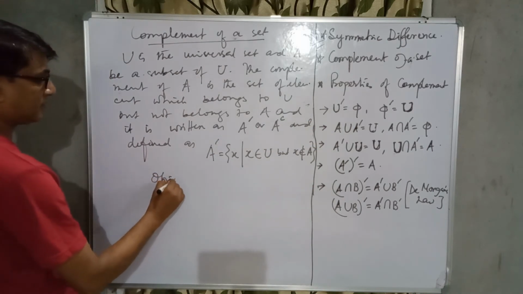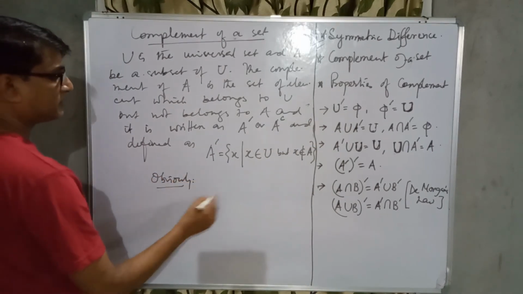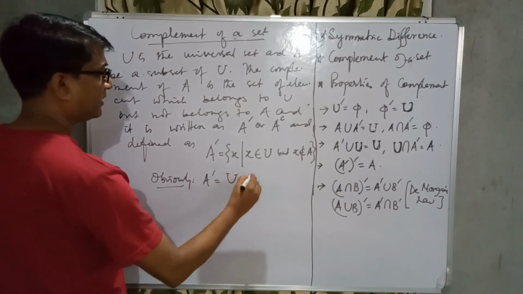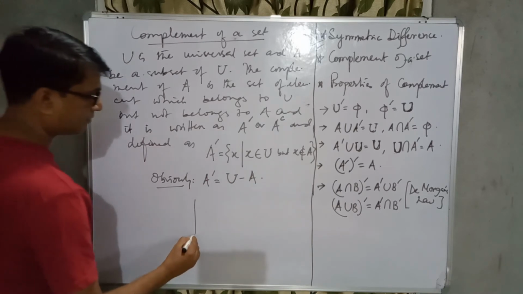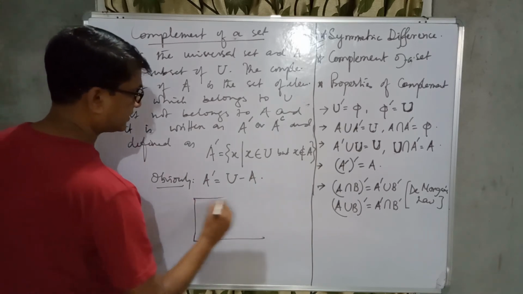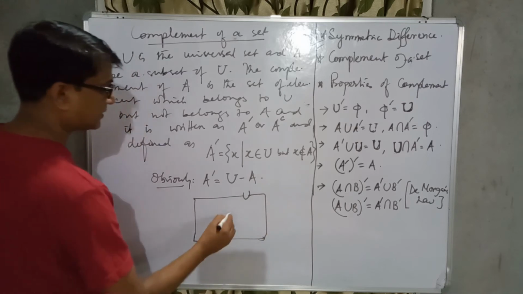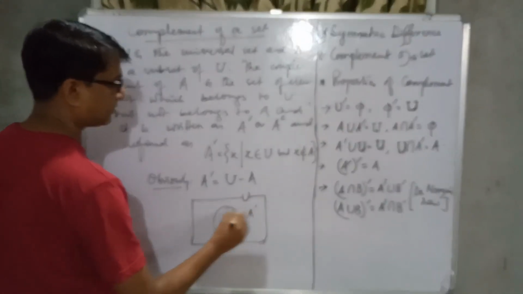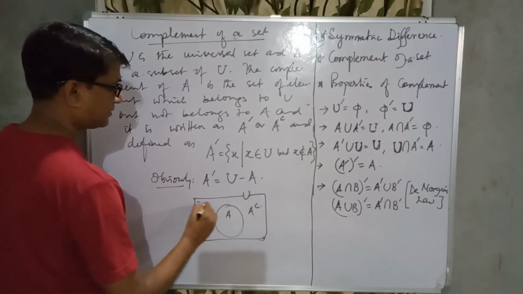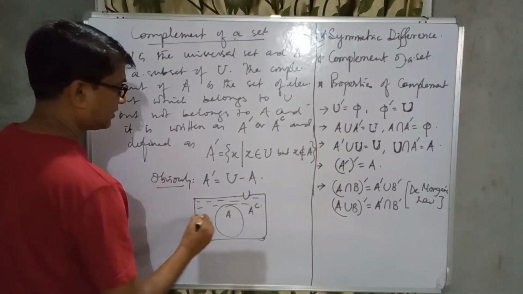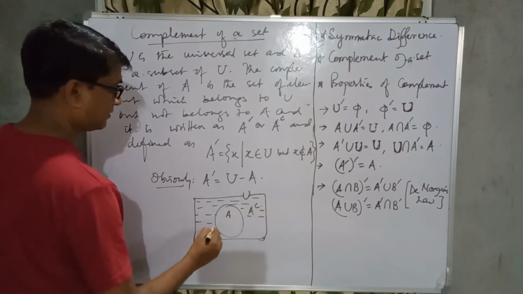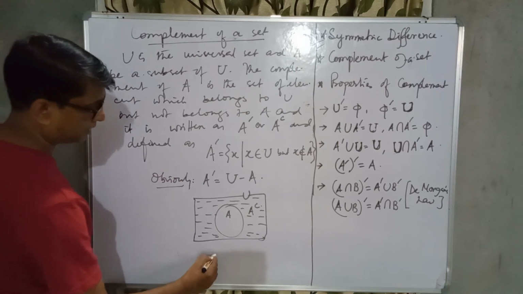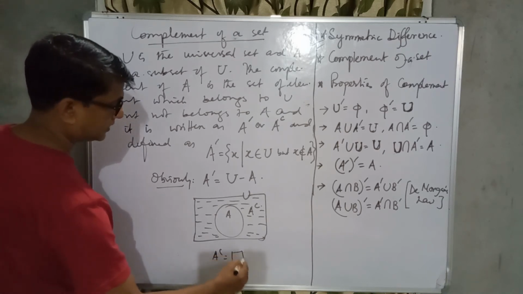Obviously, what is obvious? We can say A complement is nothing but U minus A. With the help of a Venn diagram, it will be clear to us. This is U, the universal set, and this is A. So which will be A complement? This A complement, or A dash, or A C. This dotted part is the A complement. The elements that belong to U but do not belong to A, that is A complement, the shaded part.